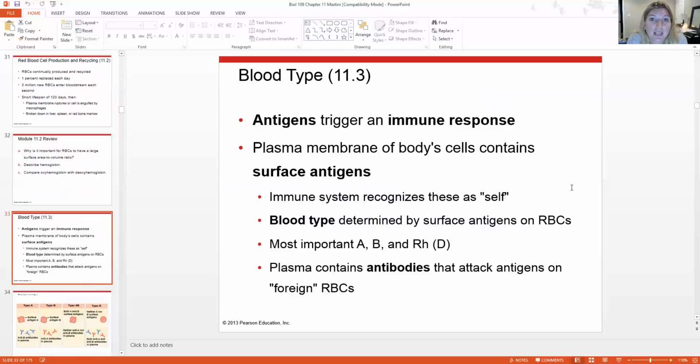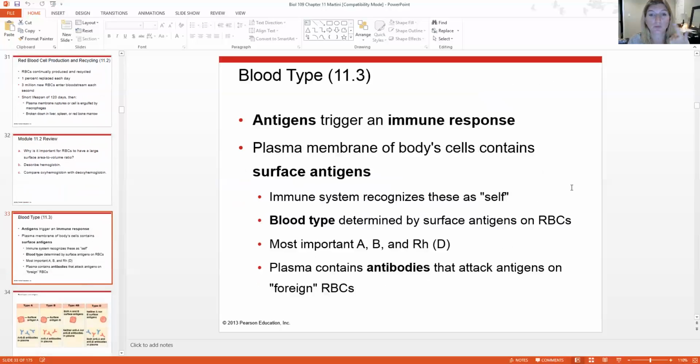Let's talk about blood type. How many of you know your blood type? Probably not many of you. Usually in my typical class of about 50 students, I have about 1/3 of my students or less that know their actual blood type. There are a couple of ways you can learn your blood type.